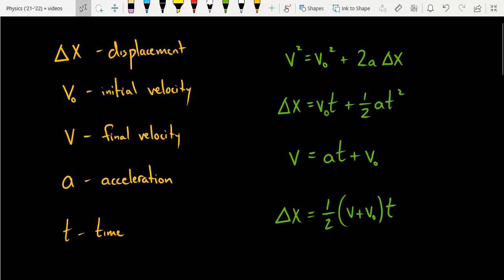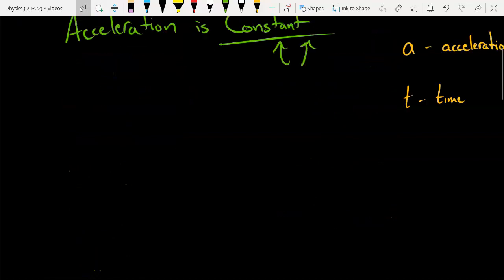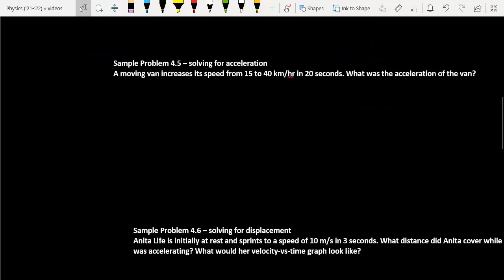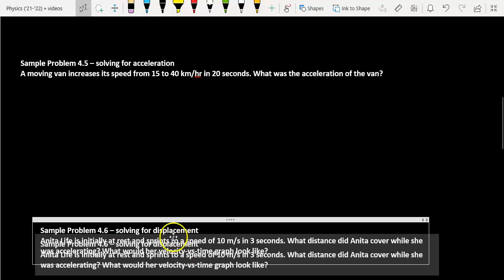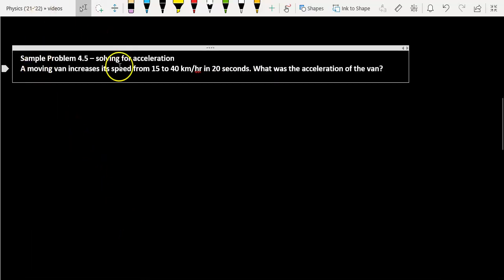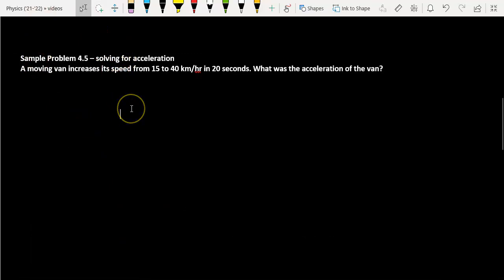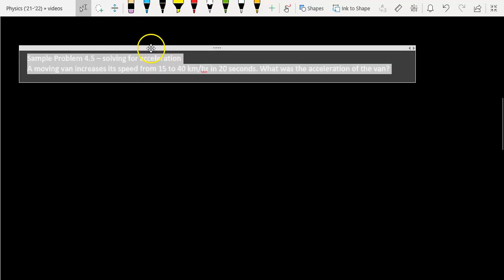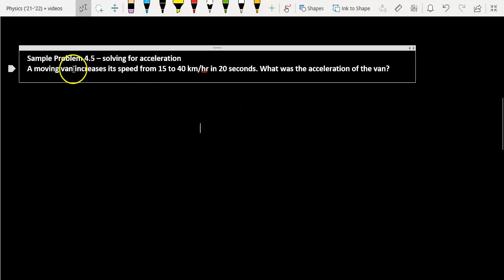So without further ado, let's go ahead and I will show you the process that we're going to use to set these up. So let's scroll on down. So we have our first example right here. Sample problem 4.5. In your packet, this is page 19. So this is set up for you already on page 19. And we have a moving van increases its speed from 15 to 40 kilometers per hour in 20 seconds. What is the acceleration of the van?